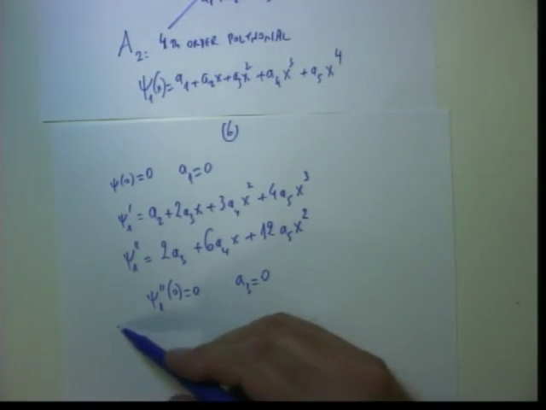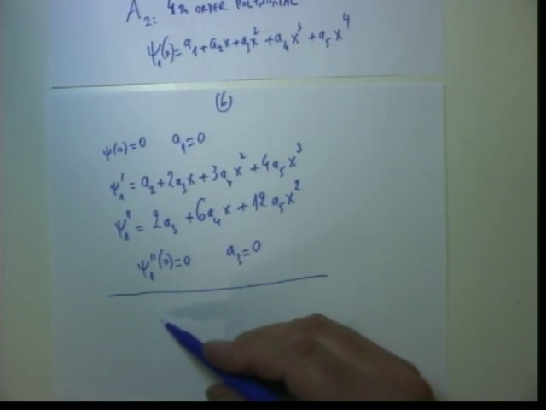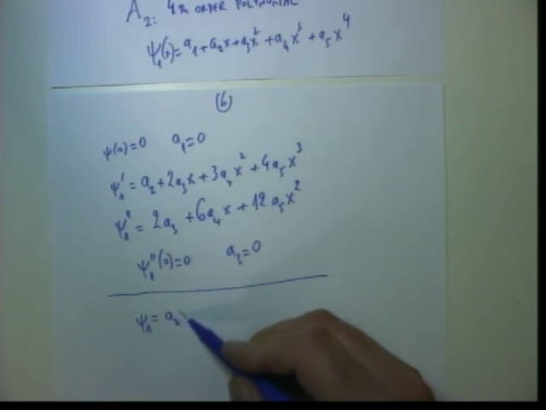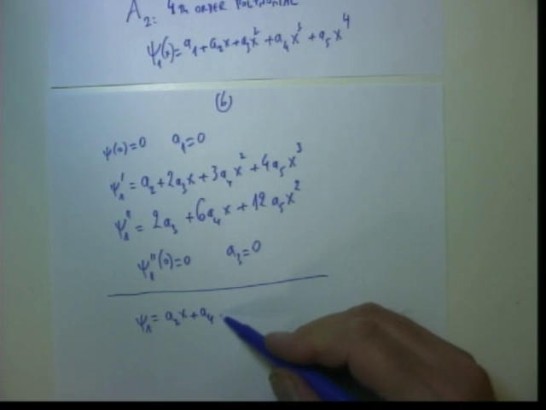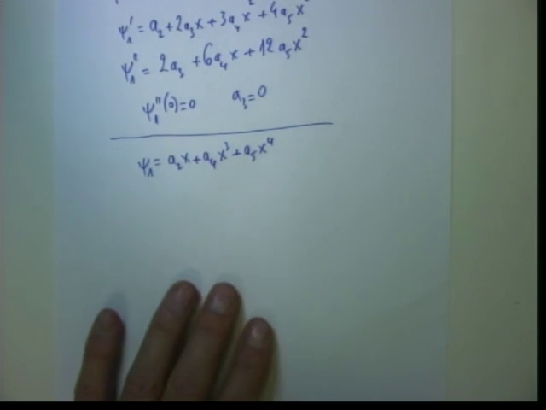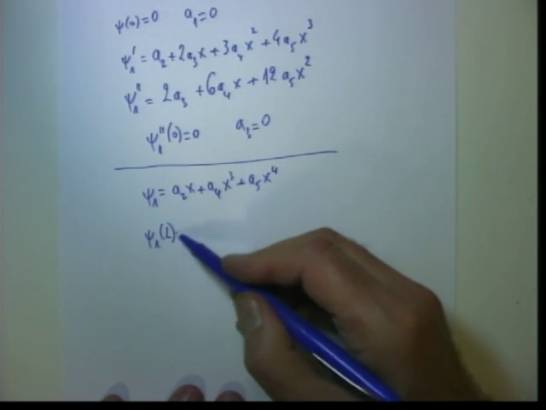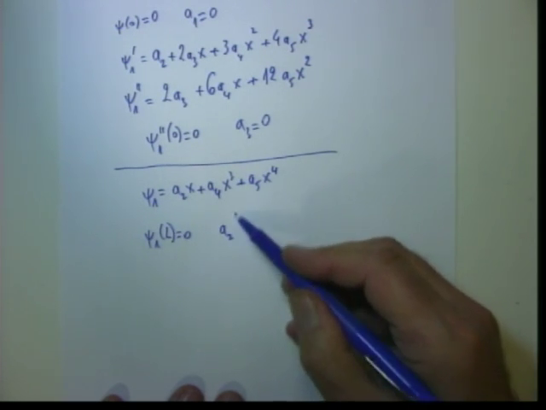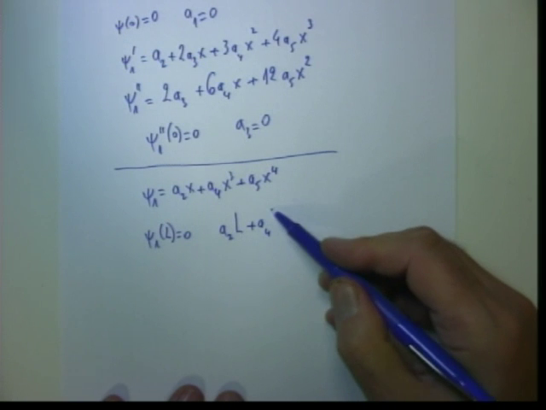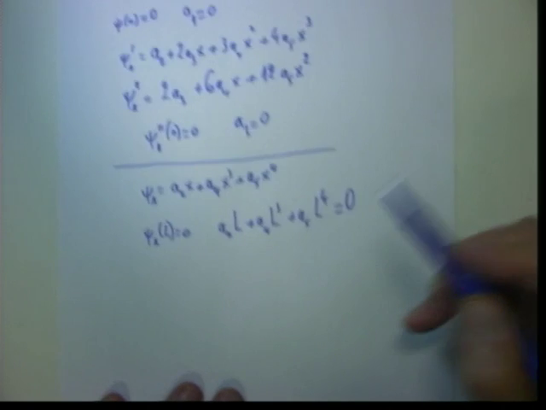So A3 is 0. Now we are left with the following. Psi 1, with A1 and A3 equal to 0, is A2x plus A4x cubed plus A5x to the fourth power. That is what we are left with. Now boundary conditions. Psi 1 at L must be 0. So that will be A2L plus A4L cubed plus A5L to the fourth power must be 0.